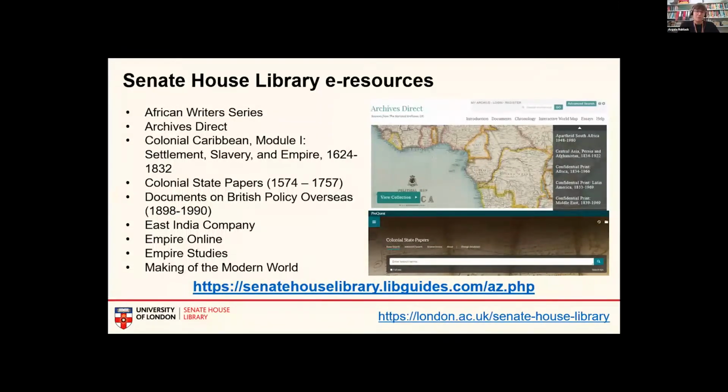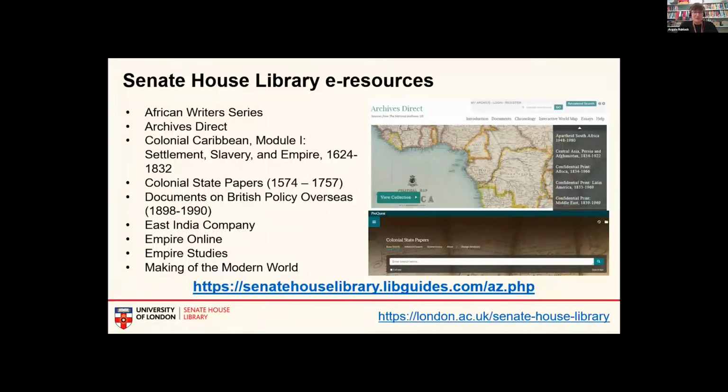We also have more recent material, which is available through our subscription to Archives Direct. Archives Direct contains sources from the National Archives in the UK. And among the digitized sources available as part of this resource are materials on apartheid in South Africa, a selection of 20th century Foreign Office files, and a selection from the confidential print series.